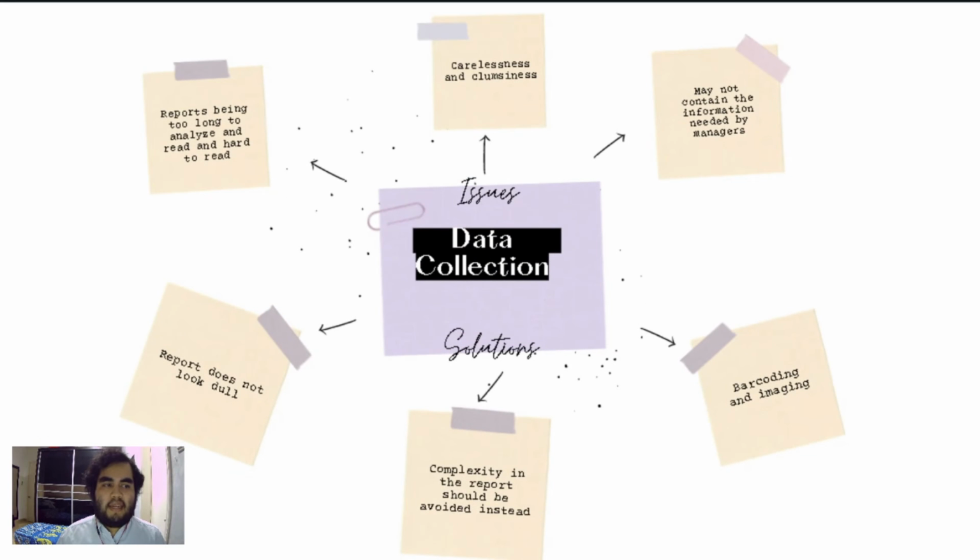Next, during the data collection phase, issues such as carelessness and clumsiness will definitely arise as the data collection is primarily manual. Next, data collected turned into reports may not contain the information needed by managers, and reports may also be too long and hard to read. Therefore, in order to overcome this issue, new and innovative systems need to be implemented, such as barcoding and imaging. The report should also not be complex and dull, in order to keep the user interested and clear about the content of the report.